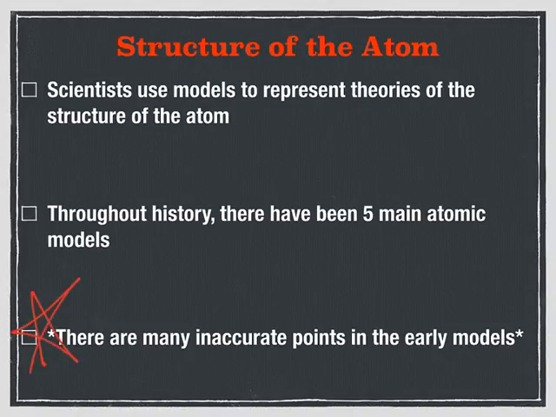And down here I made sure to put this in, it's very important. As we study these models, please remember, some of them are inaccurate. We're studying how this theory has developed. So the first few models, well, they're not all correct. That's why they had to be developed. So as we study them, please remember that some of them have incorrect information. Don't take all of these theories as fact. And up here I put there's been 5 main atomic models. There have been many more, but these are the 5 that we focus on this year.